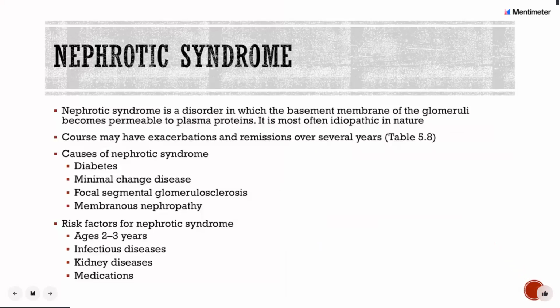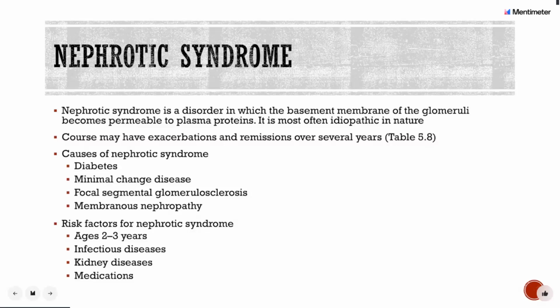So with nephrotic syndrome, this is an actual physical disorder in our glomeruli or those filters where they become permeable to those plasma proteins. So this is going to have exacerbations and remissions. So it's a big, long roller coaster over several years for these patients. Can be caused by diabetes, other disorders, like anatomical disorders to the kidneys, or nephropathy.